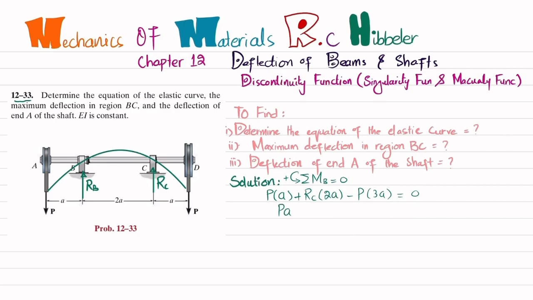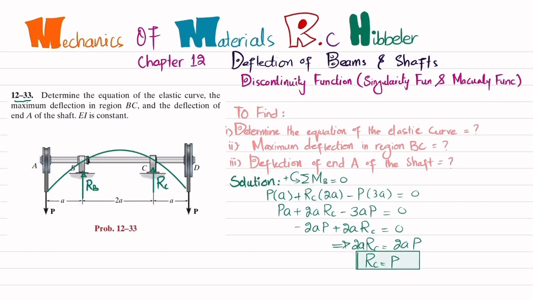So PA plus 2A RC minus 3A P is equal to 0. We get minus 2AP plus 2A RC is equal to 0. From here you will get 2A RC is equal to 2AP. The 2A will cancel, so you will get RC is equal to P.